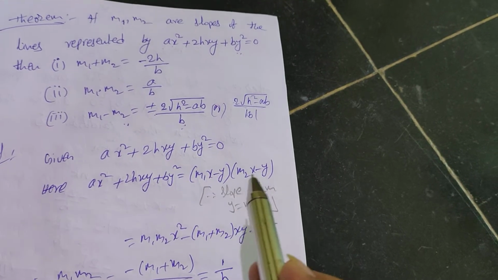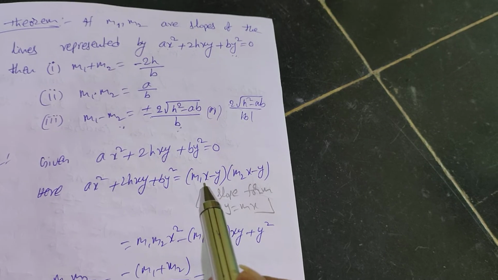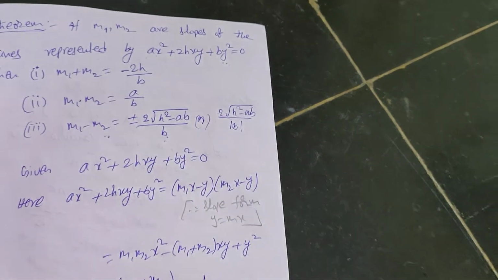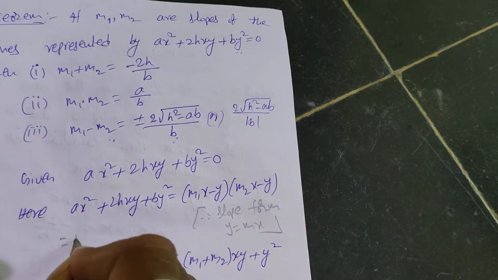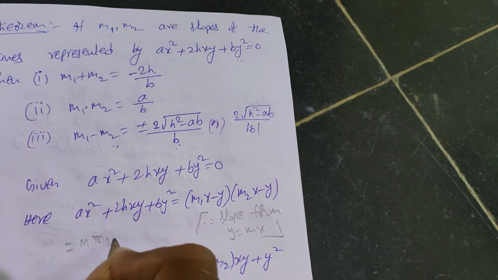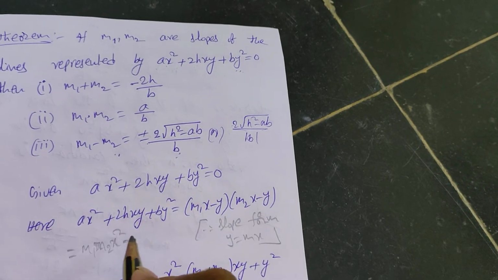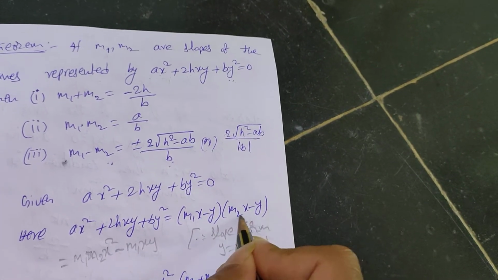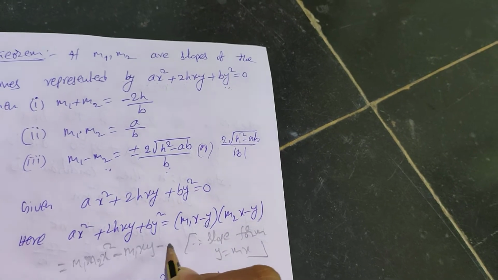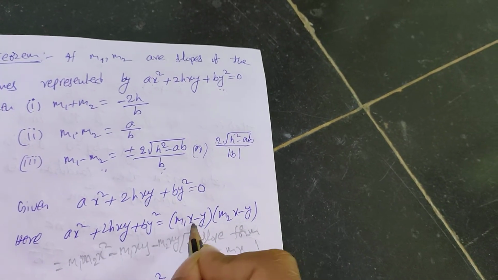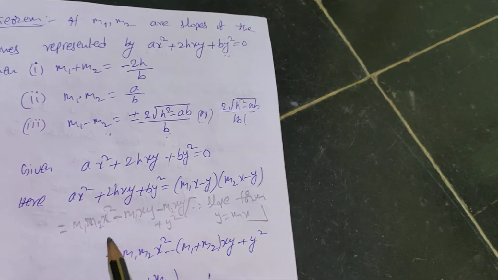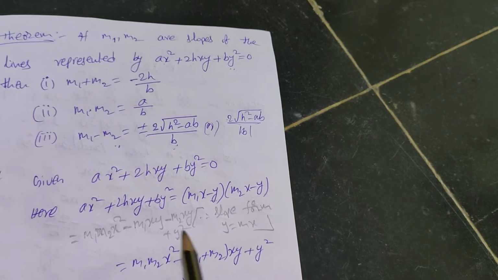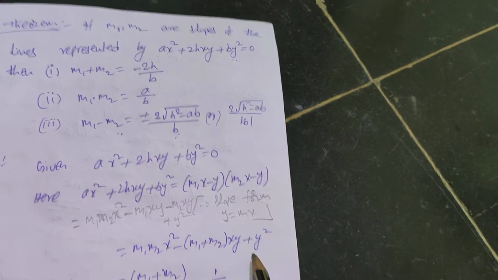m1 into m2 x². Multiplying the first term by the second, we get m1m2x², and m1x into minus y is minus m1xy. So this is equal to m1m2x², next minus m1xy. Now multiplying the second term by both: minus m2xy, and minus into minus gives plus y². So this is m1m2x², taking xy common, minus (m1 + m2)xy, plus y².